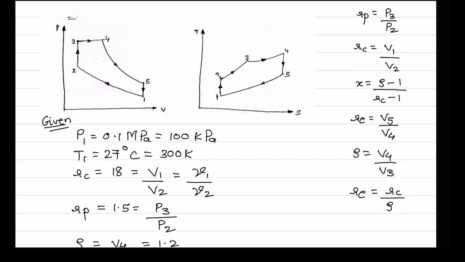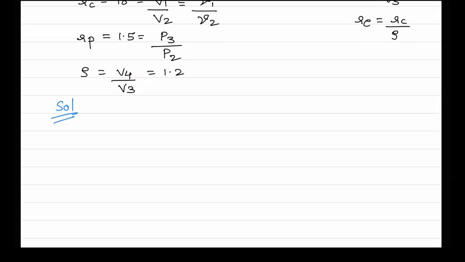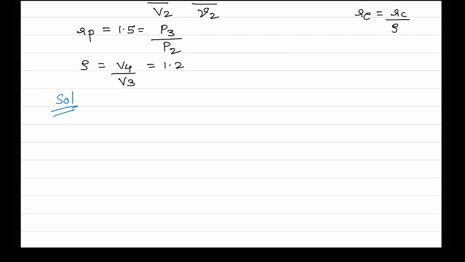Now what has been asked? See the first question, what is asked? We have to determine thermal efficiency. And second one is we have to determine mean effective pressure. So what we are going to do first, we will write down the equation of efficiency of dual cycle. So first one, efficiency of dual cycle we have to find.